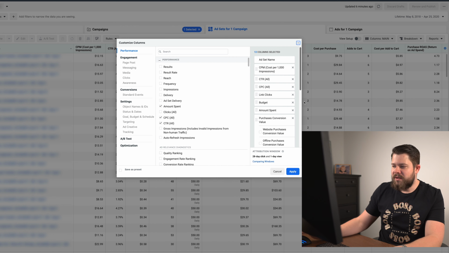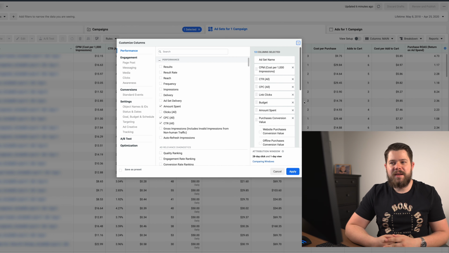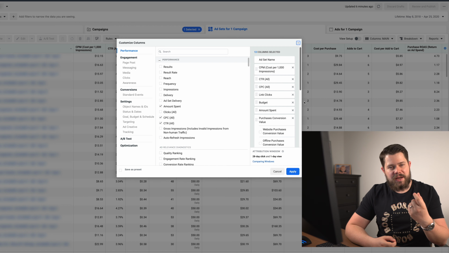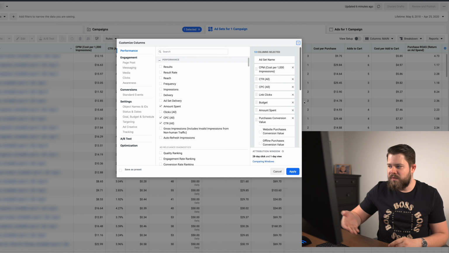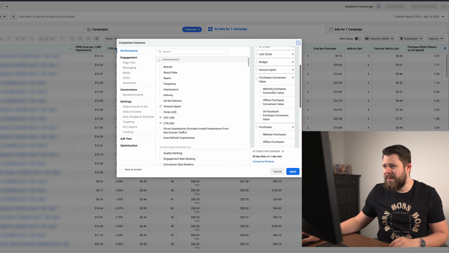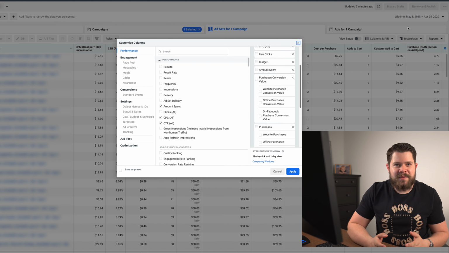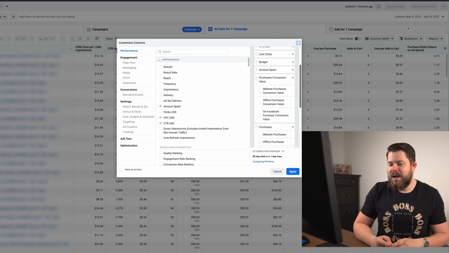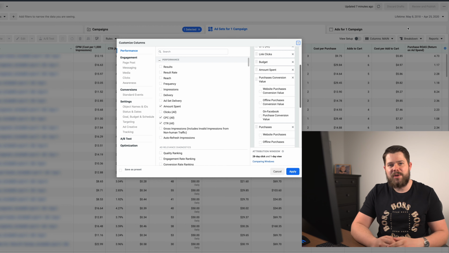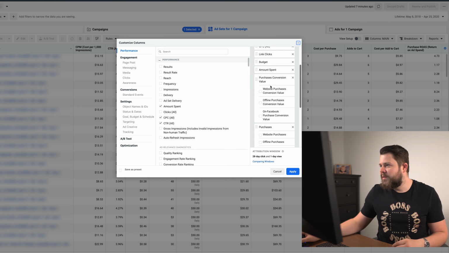Again, then budget, because I want to know how much it's spending. I already have it in my naming structure, so I know the budget, but I just want to see it there as well. Then I have amount spent. I think that's the most important metric, I just want to know how much money is burned and how much money you gave Facebook. Everybody needs to know how much money they spent. So definitely put it there.